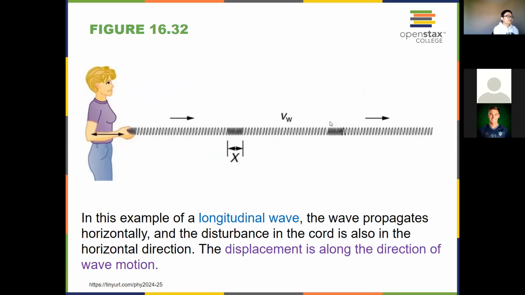On the other hand, if you generate a wave like this in the slinky, then the wave goes in the horizontal direction. The media, the slinky, moves back and forth, also in the horizontal direction. So this type of wave is called a longitudinal wave. Now, water waves, or the wave the audience creates at a sporting event, are both transverse waves because the media doesn't travel in the same direction as the wave, right?